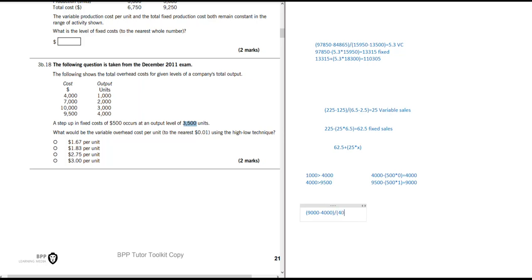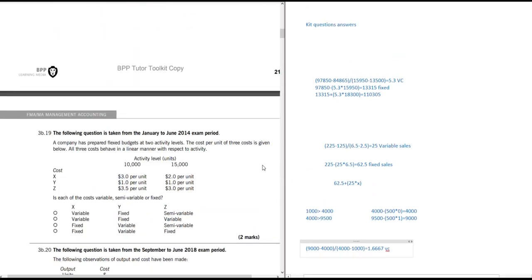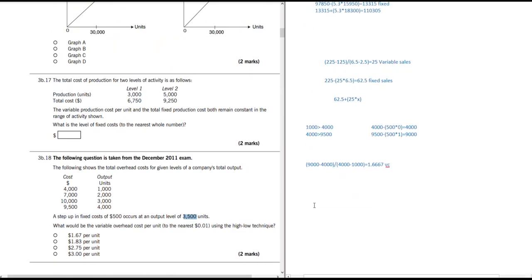So high units cost minus low units cost, high units minus low units, will give us the variable cost, which is A. They didn't ask for the fixed cost, but if we wanted to find fixed cost, what we will do is take the total cost, just like usual. For 1,000 units, for example, 4,000 minus variable cost 1.667 and minus the step cost. But obviously there was no step cost, so multiply by 0. Sorry, I didn't multiply by units. 1,000 units becomes 2,333.